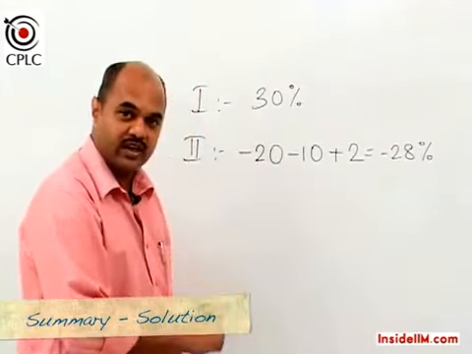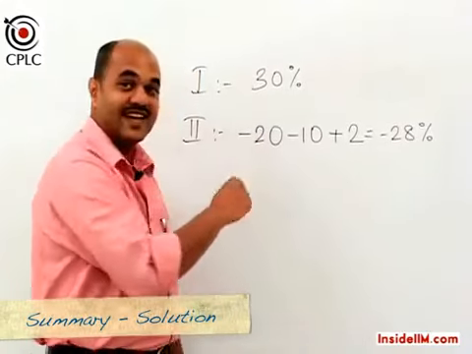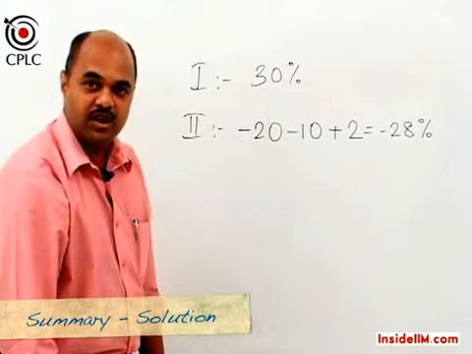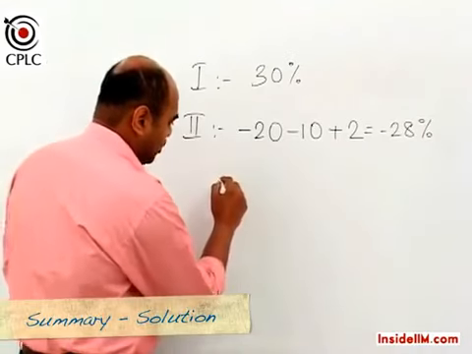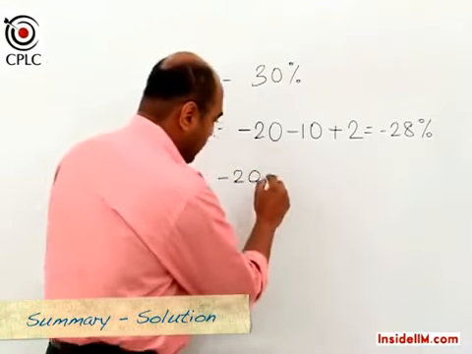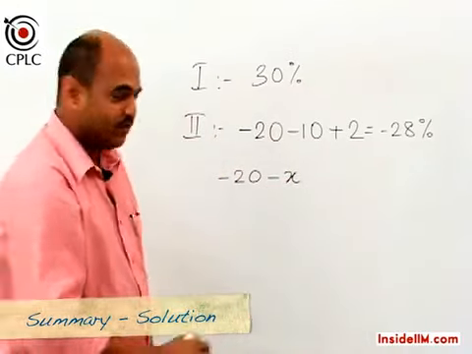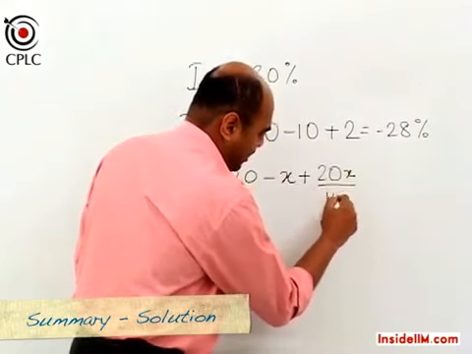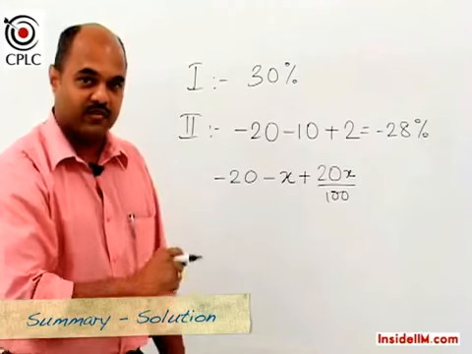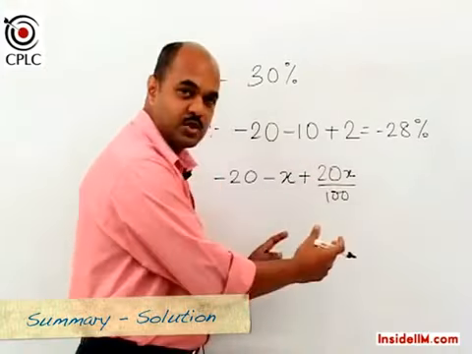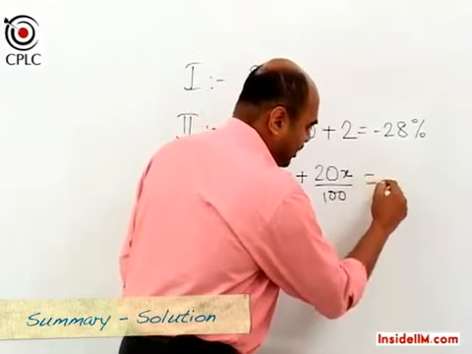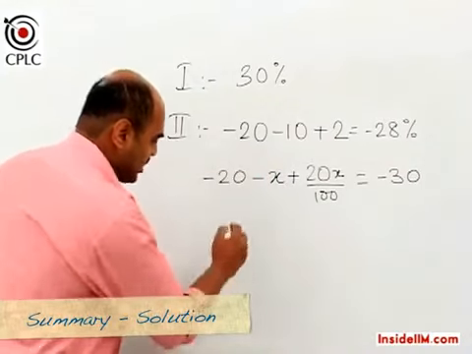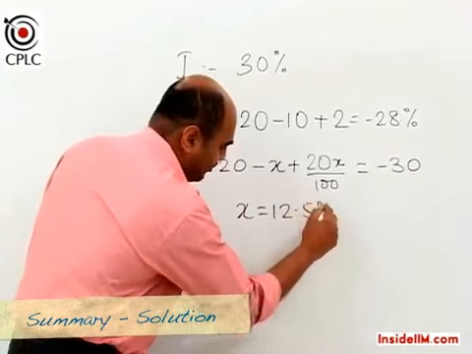Suppose I now need to calculate what should be the value of this second discount offered so that the effective discount becomes the same in both the cases. So then I would solve it as minus 20 minus x, because that is now the unknown for me, plus 20 multiplied by x divided by 100. This is how I would use my formula for successive discounts, and what I want this to turn out to effectively is a 30% discount, and hence I would write it as minus 30. If I solve this, I will get x as 12.5%.